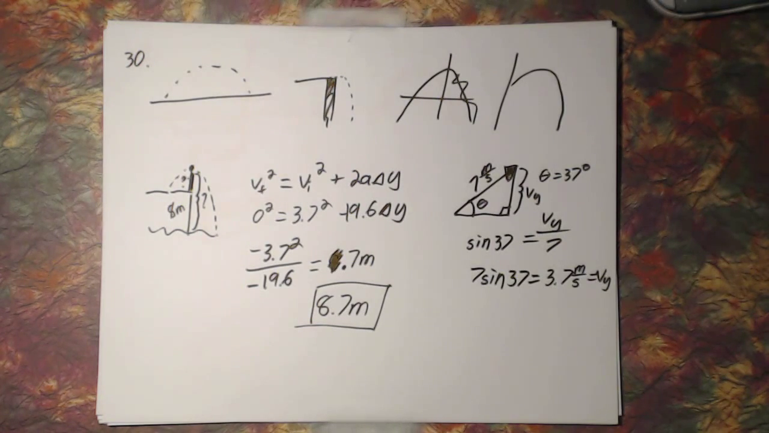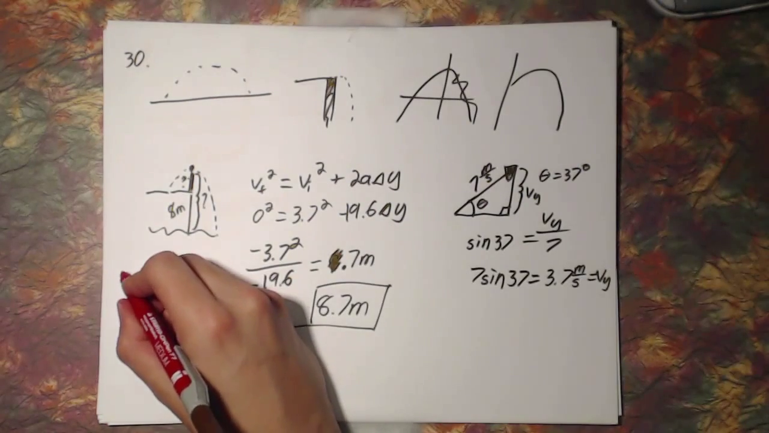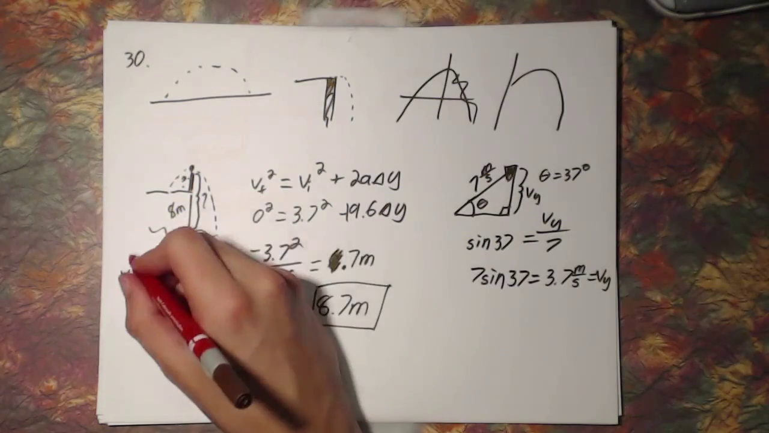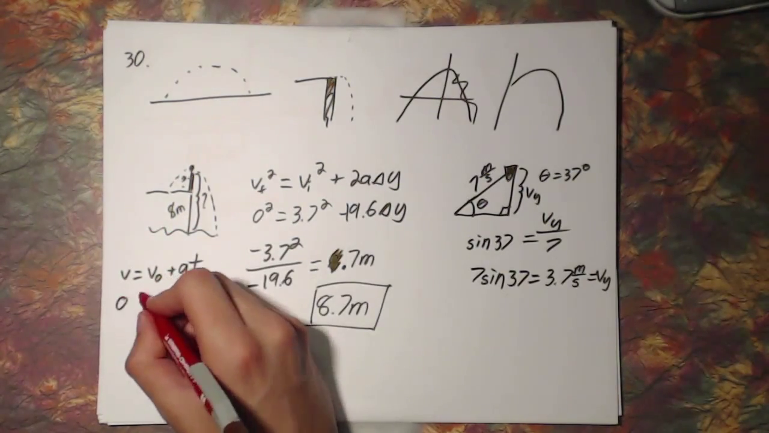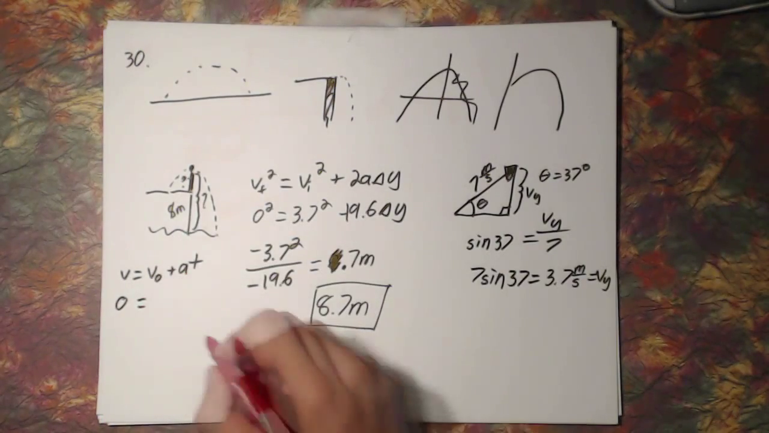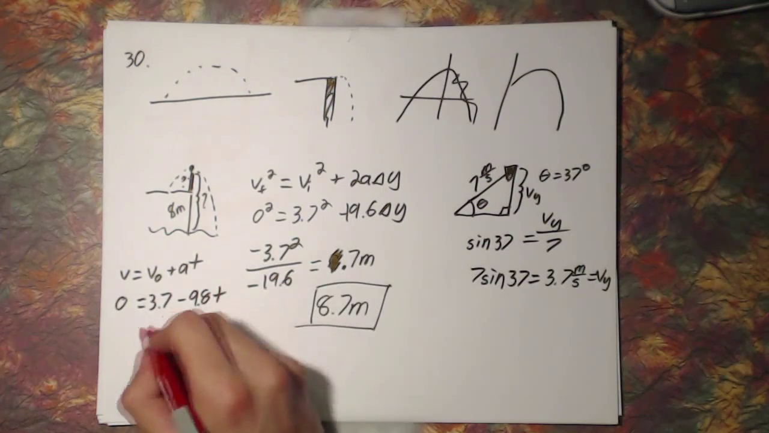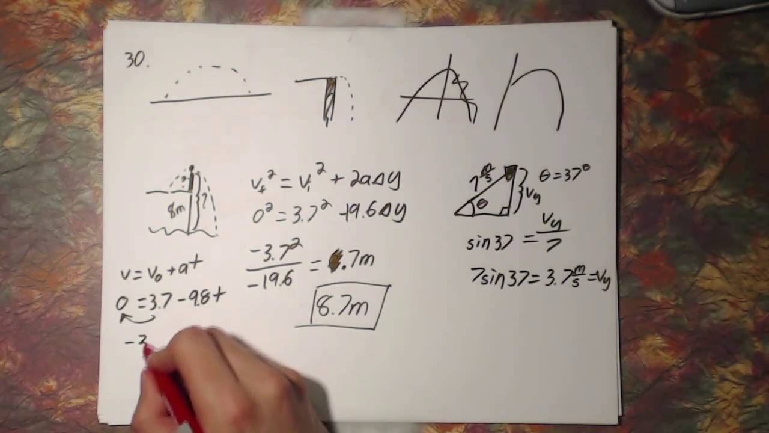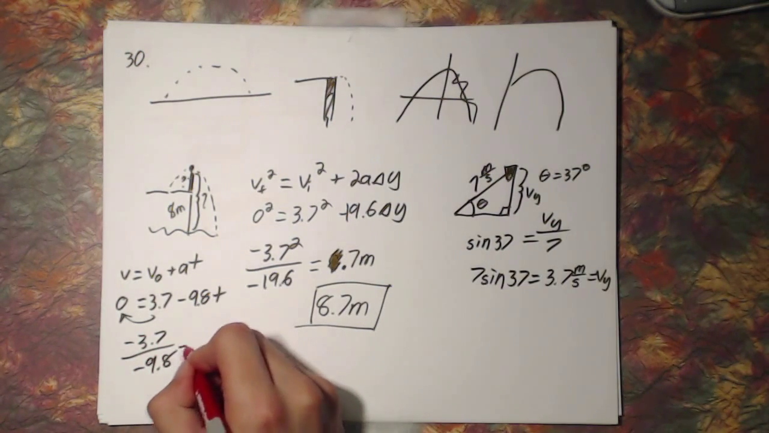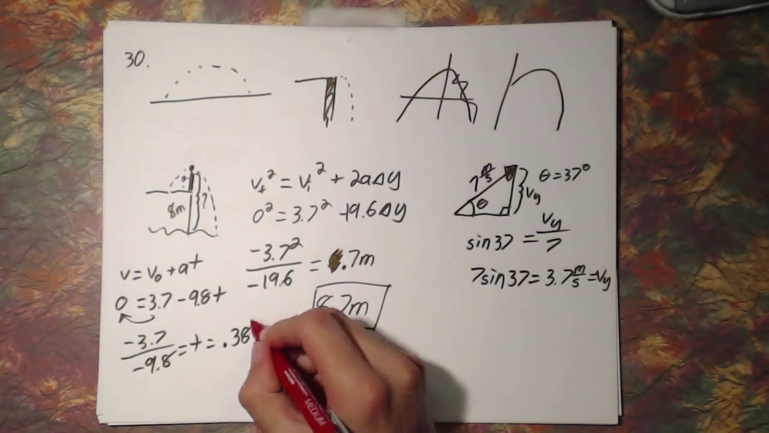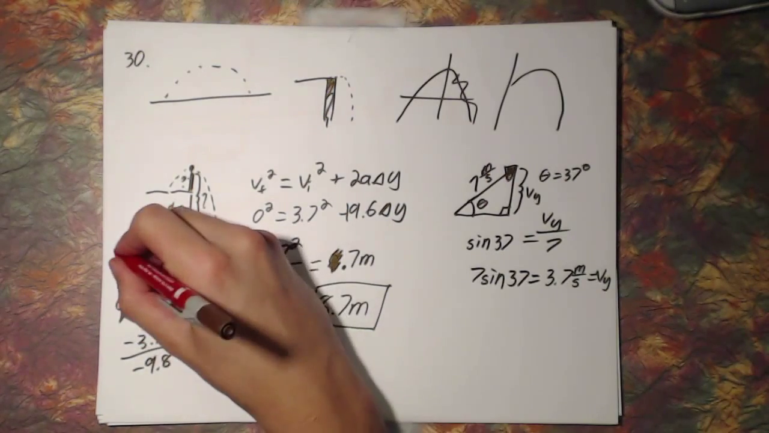Next question says, how long does it take the rock to reach this height? Since we know the velocity up here is going to be 0, we're going to use velocity equals v naught plus at, and this is vertical velocities. So the vertical velocity up here is 0, equal to our initial vertical velocity, which is 3.7, minus our acceleration, which is gravity, times time, which is what we're looking for. So move this over, divide by this, negative 3.7 over negative 9.8 equals time, which is going to be equal to 0.38 seconds. This is 31.